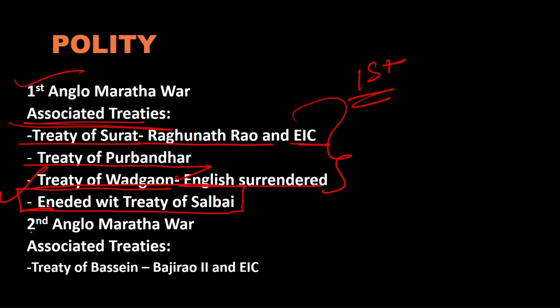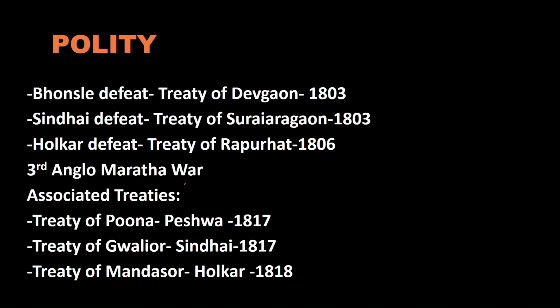Then the second Anglo-Maratha war, we have the associated treaties here. First one was the Treaty of Bassein. It was Bajirao II and the English East India Company. Then when all the clans were eventually defeated, they signed different treaties with the English East India Company. The Bhosles, when they got defeated, signed the Treaty of Devgaon in the year 1803. Then the Scindias signed the Treaty of Surjiargaon in 1803 as well. Then the Holkars had the Treaty of Rajpurghat in 1806.